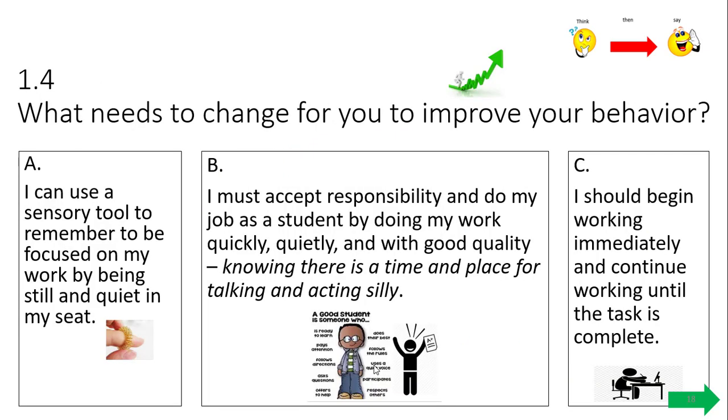All right, so number 1.4, what needs to change for you to improve your behavior? Once again, take a look at all of your symbols that go along with the choices A, B, and C. A is about using a sensory tool. B is about accepting responsibility as a student and doing work quickly, quietly, with good quality. Or C, begin working immediately and continue working until the task is complete. Isaiah, choose C. Point to C.